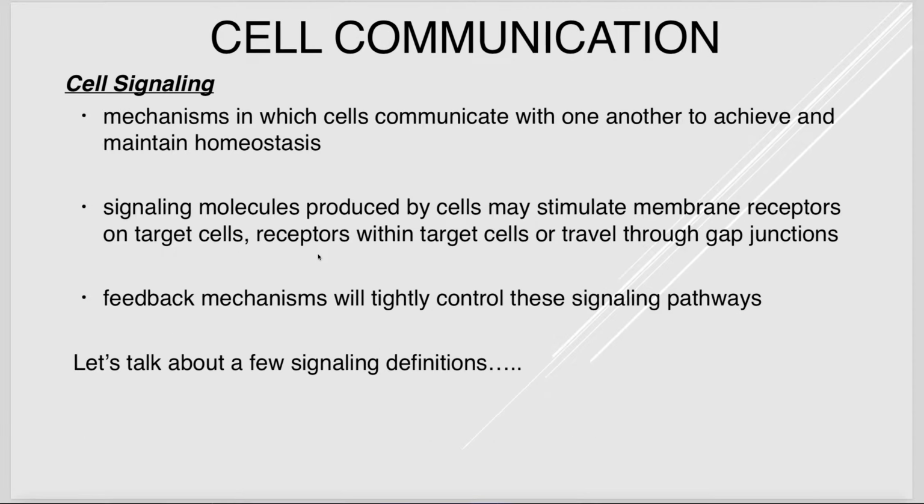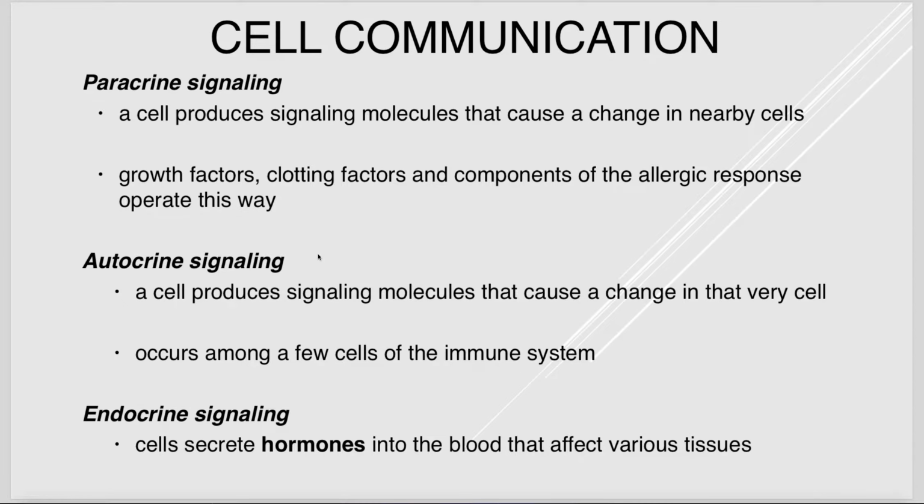So let's talk about cell signaling. Basically, cells have to talk to each other. And there are 3 main mechanisms by which they do that. Paracrine signaling is when cells will produce molecules that affect nearby cells. Things like growth factors, clotting factors, those are important paracrine signalers. And also allergies, other components of the immune system operate this way.